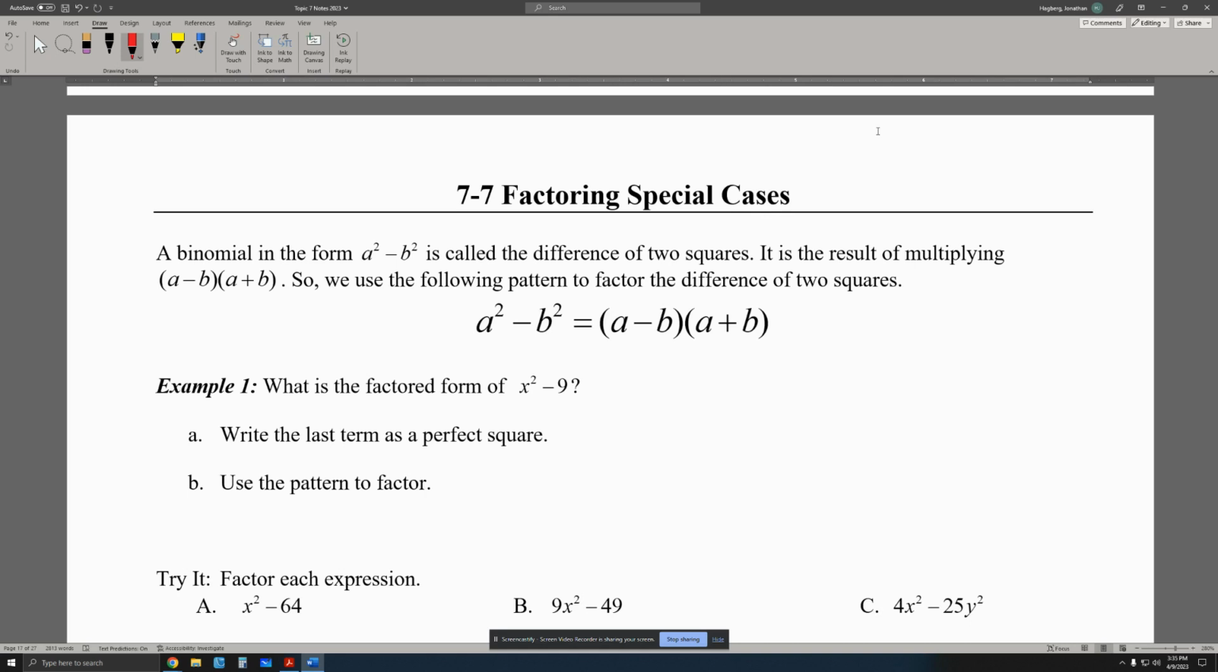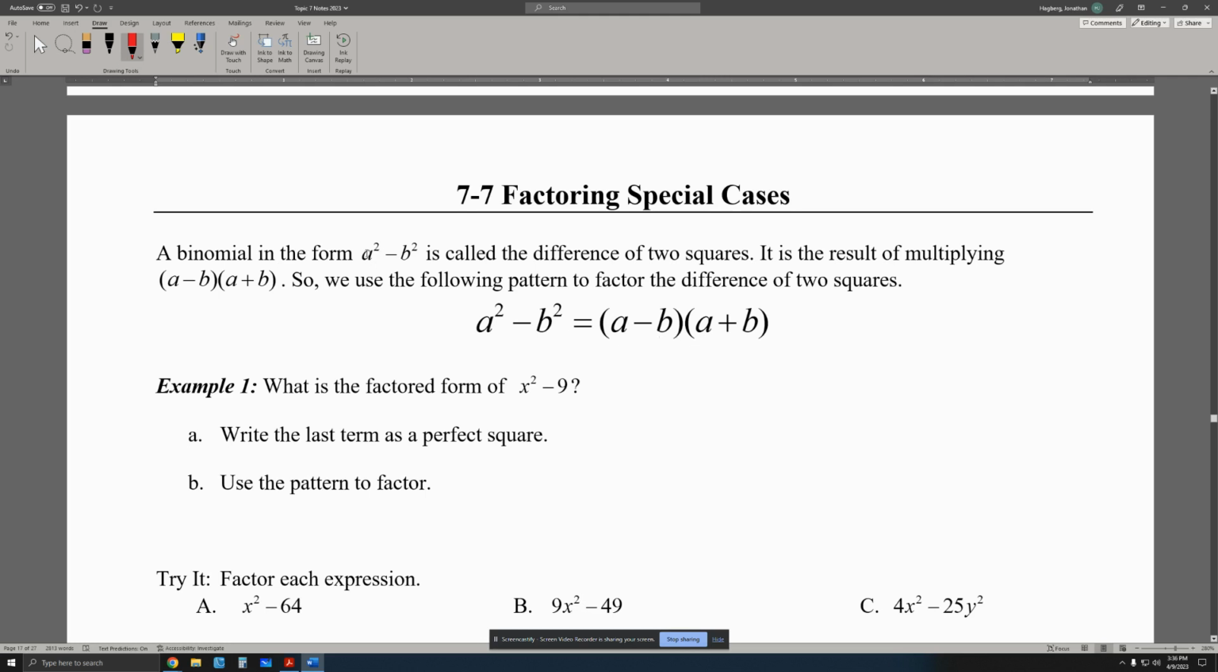A binomial in the form a squared minus b squared is called a difference of two squares. It's the result of multiplying a minus b times the quantity a plus b. So we can find the factorization of a squared minus b squared equal to the quantity a minus b times the quantity a plus b.